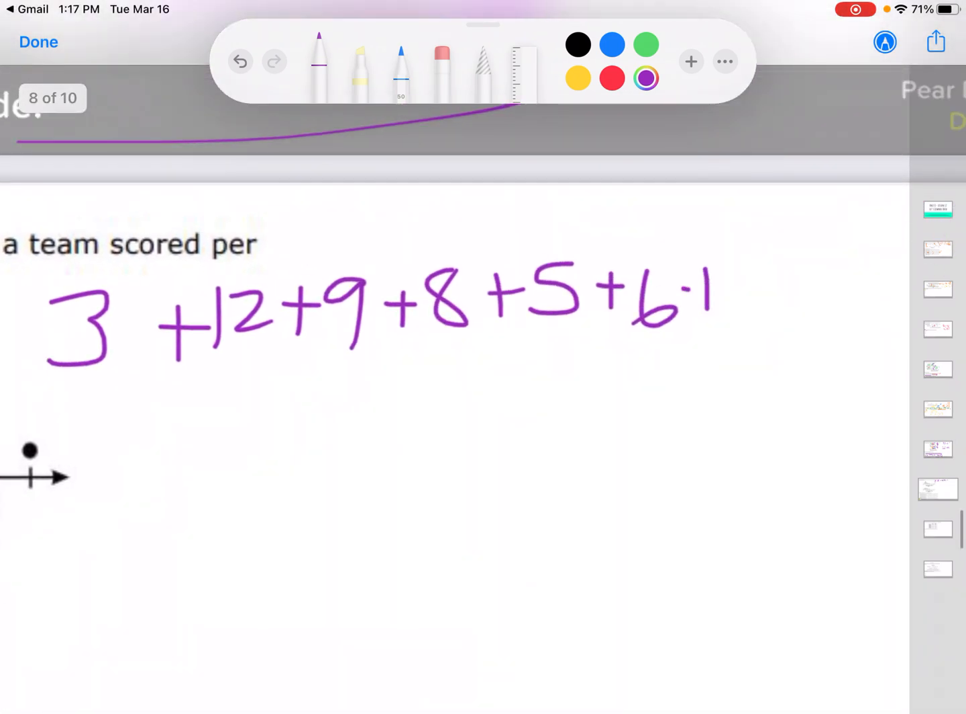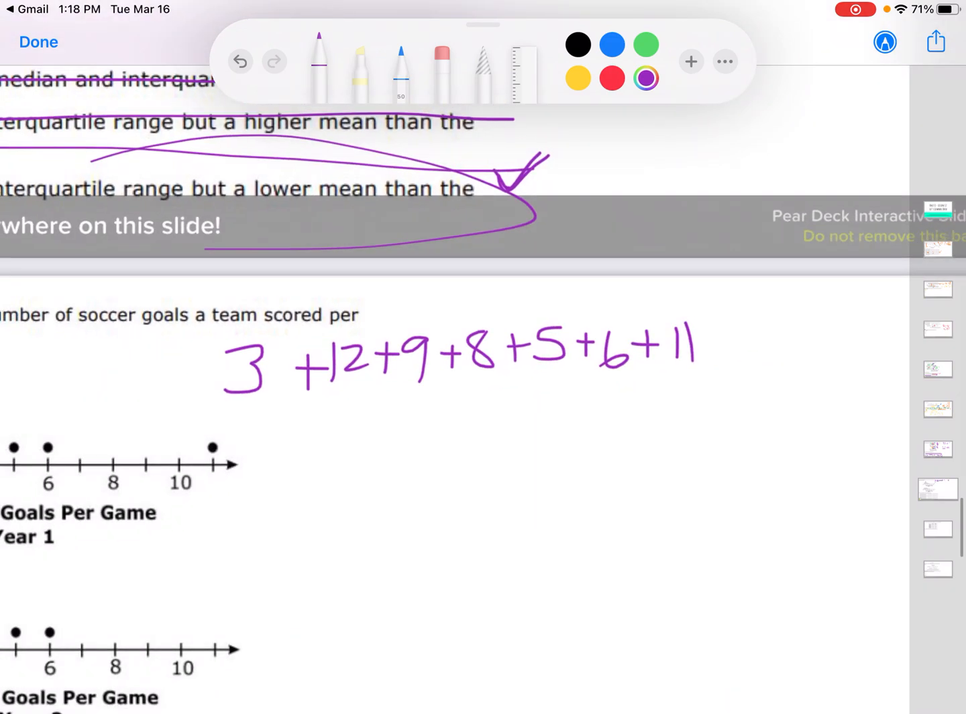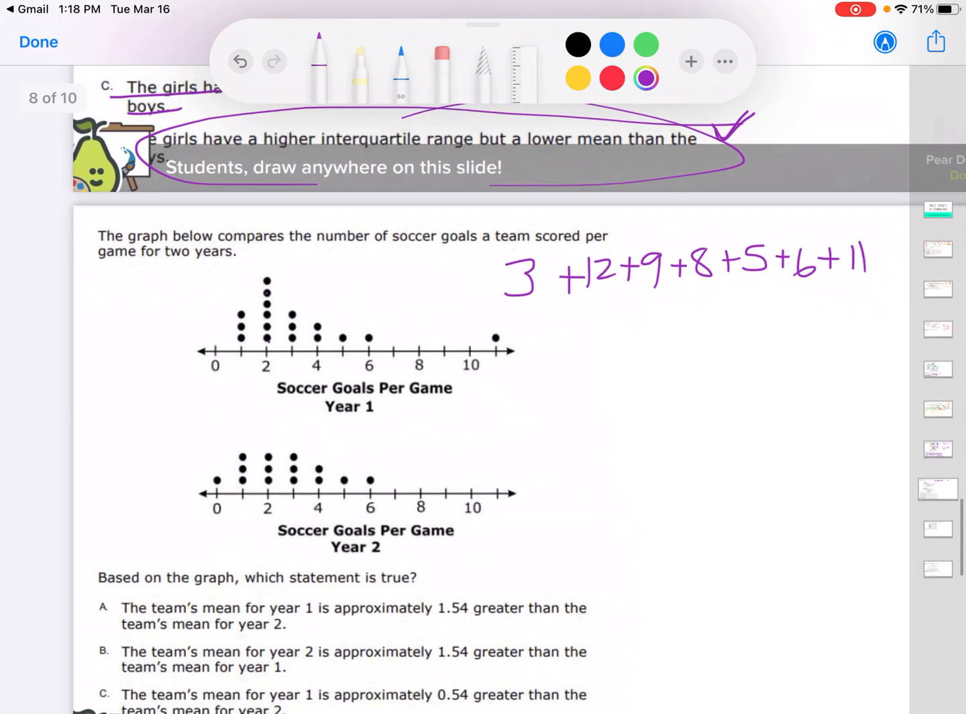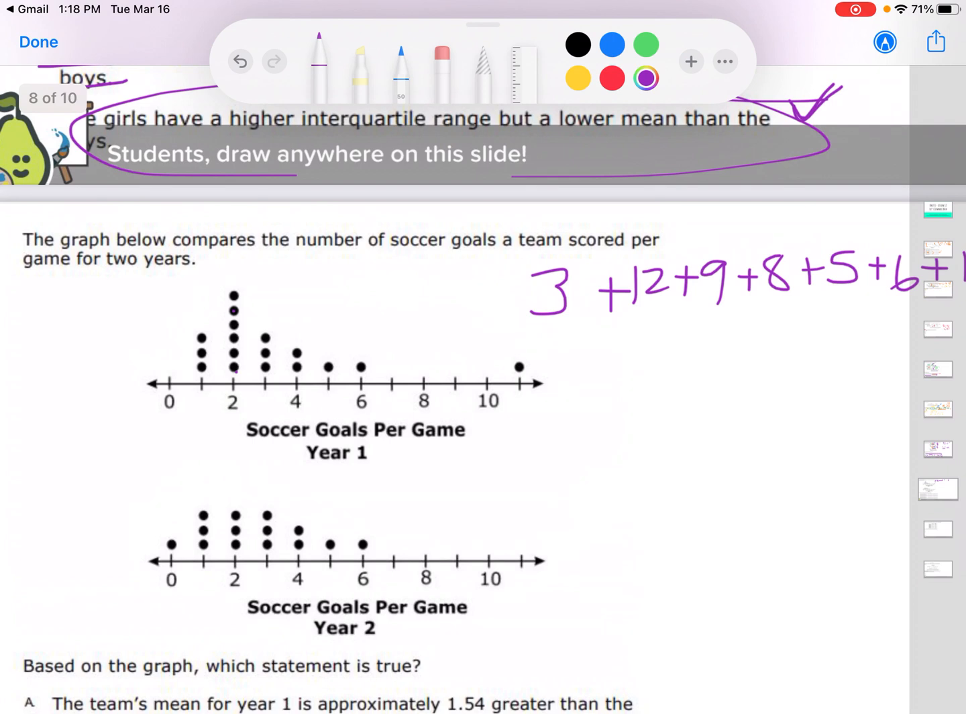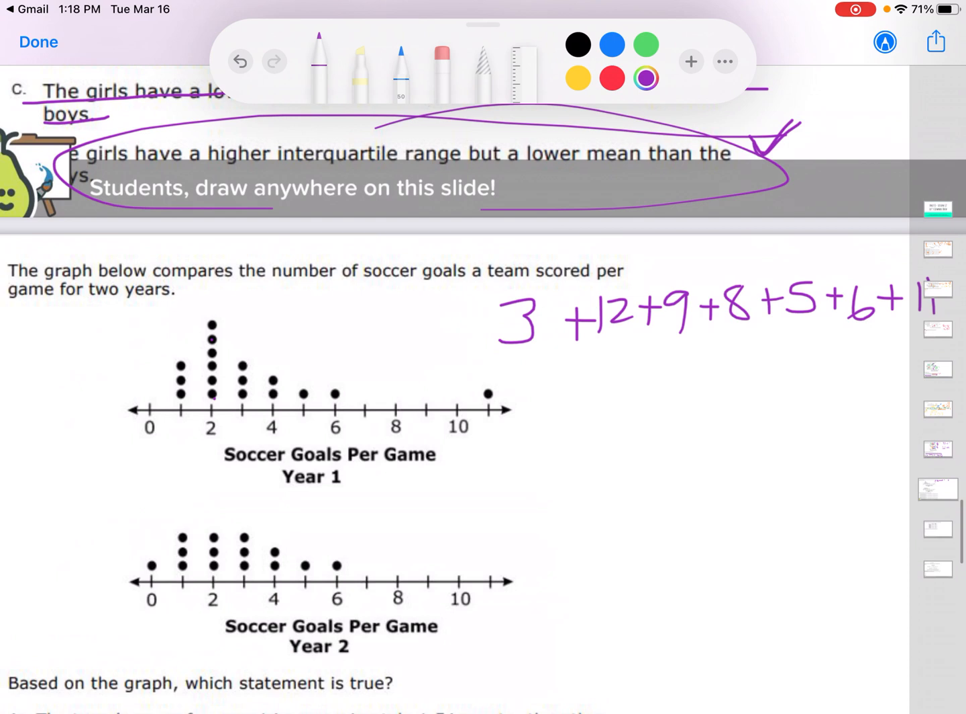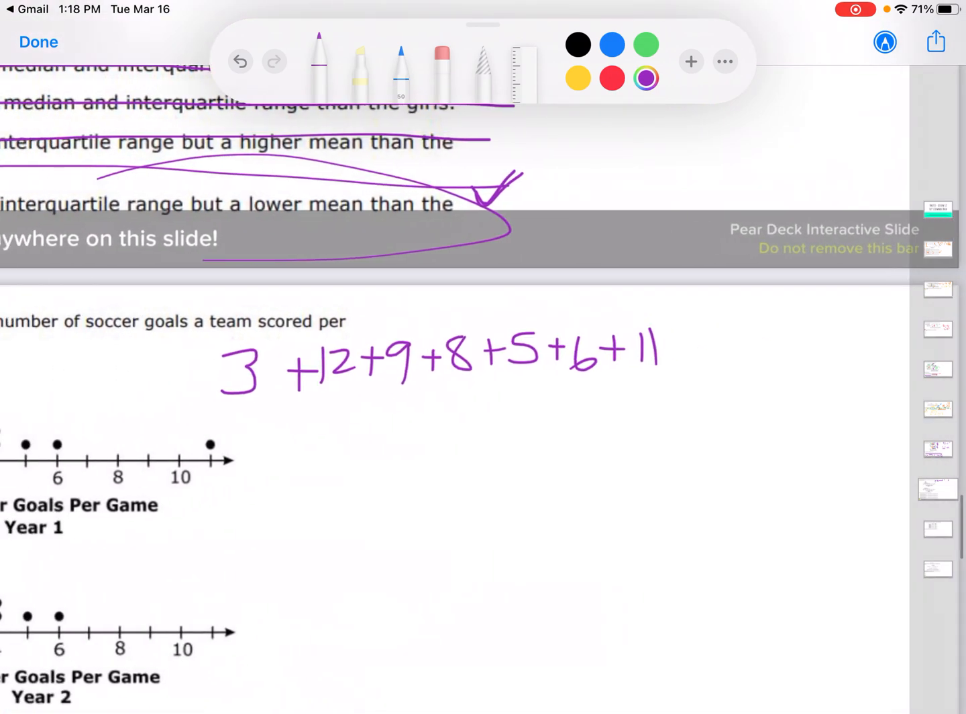And then an 11. So I added them all up, and then I'm going to divide by the number of dots. So I have 1, 2, 3, 4, 5, 6, 7, 8, 9, 10, 11, 12, 13, 14, 15, 16, 17. So I'm going to divide by 17. I'm going to double check. 1 through 17. Yep. So I'm going to add up all these numbers and divide by 17. The reason I didn't add them up individually is because it's more likely that I'm going to make a mistake.